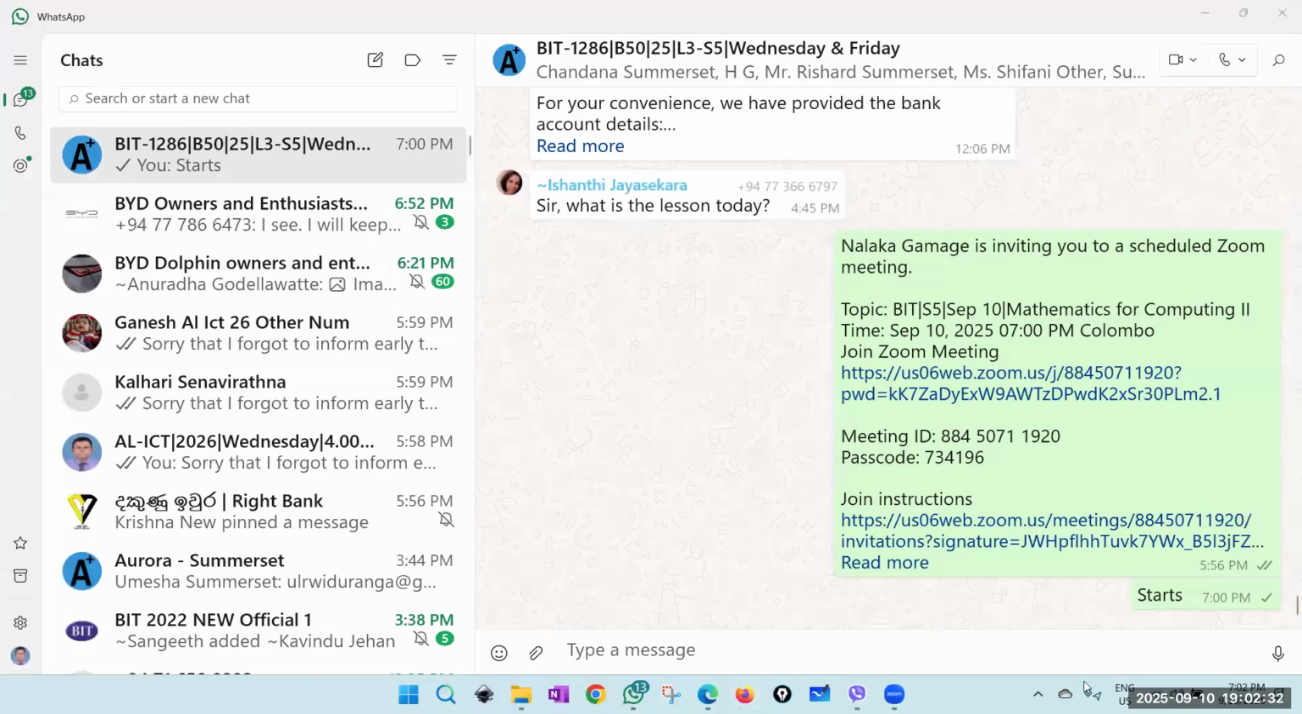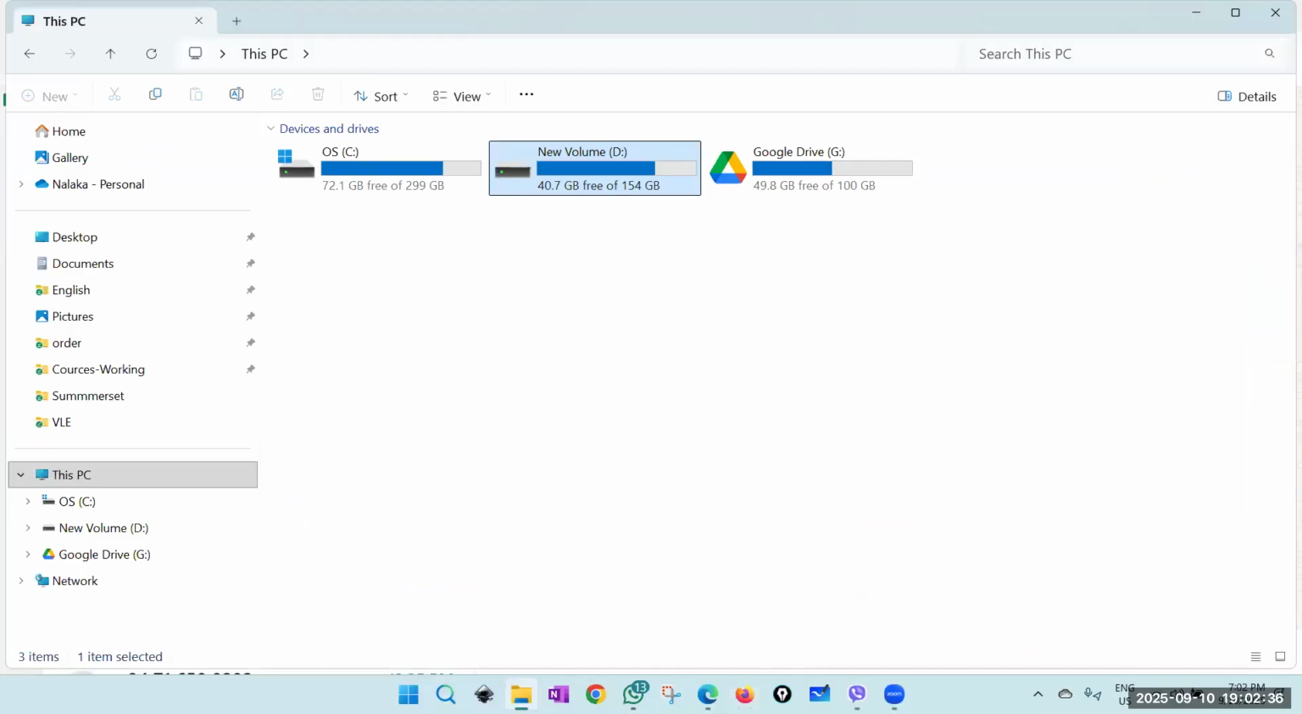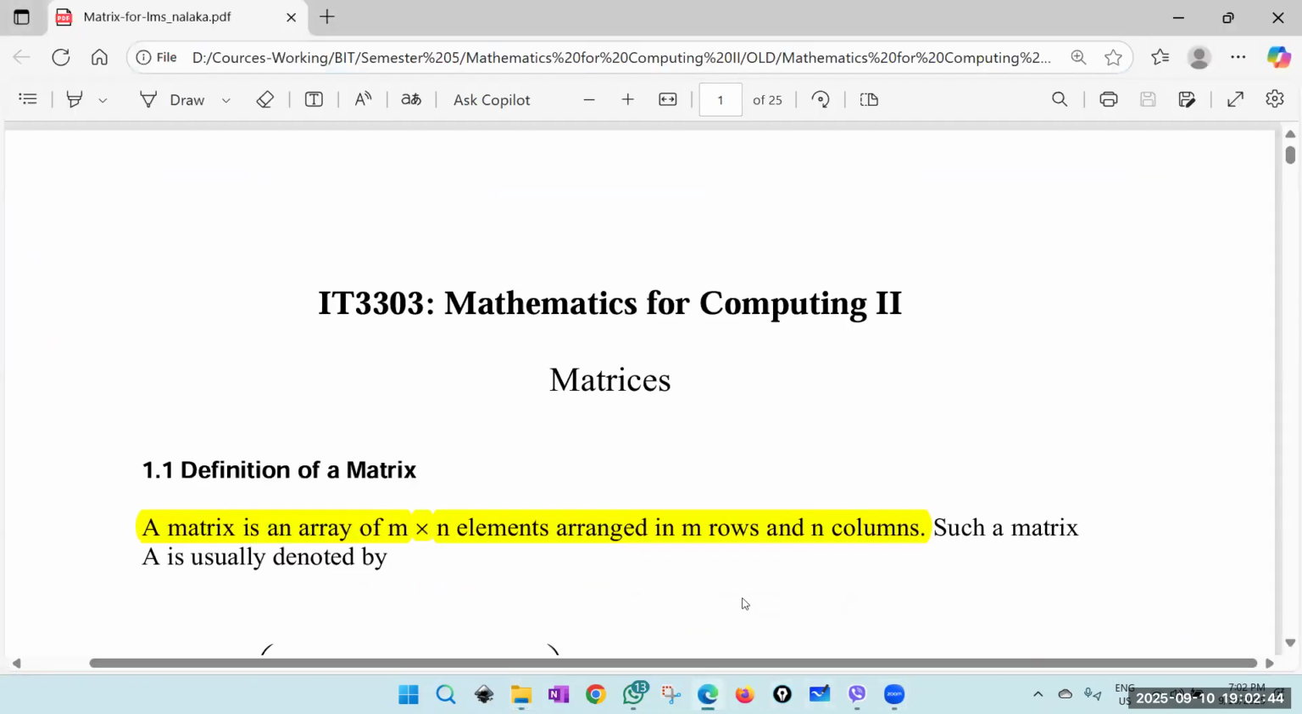Okay, good evening. Right, so let's continue our discussion on maths. Still we are in topic one. Remember, topic one is the biggest topic anyway. So last time we started the discussion on matrices. Let's try to finish it today.